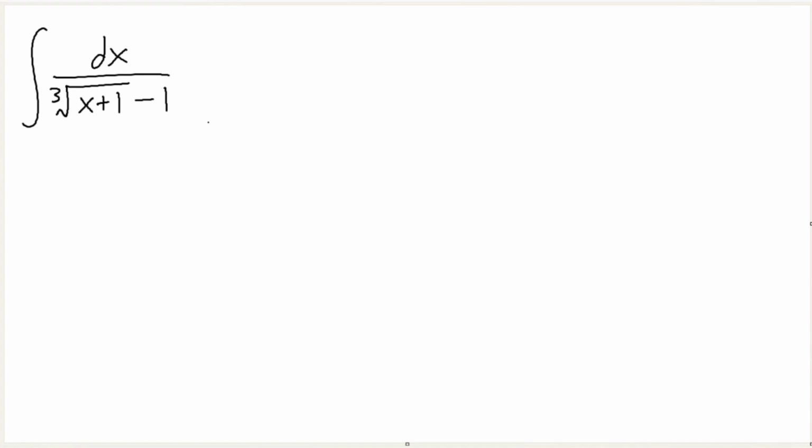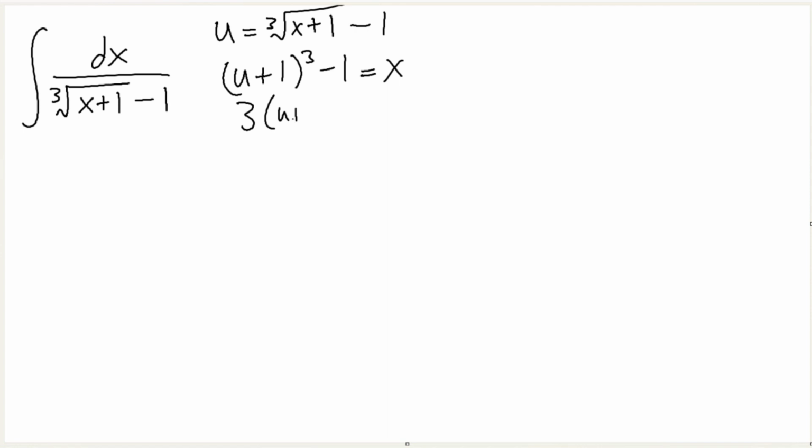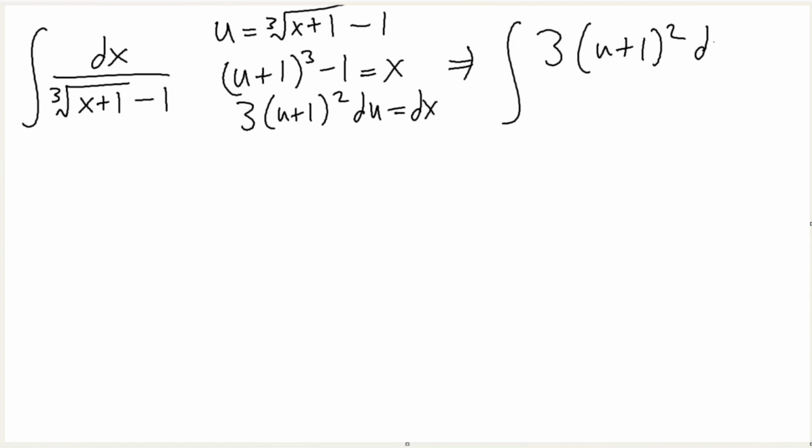Ooh, this is not a good time to conjugate. You see, I'd rather have this whole bottom as u rather than u minus 1. So I'm going to let u equal the cube root of x plus 1, minus 1. So now I have (u plus 1) cubed minus 1, which equals x. And then the derivative of this, I'm fine with this. The derivative is easy. Alright, let's do it. 3(u plus 1) squared du. And then this whole bottom is just u.